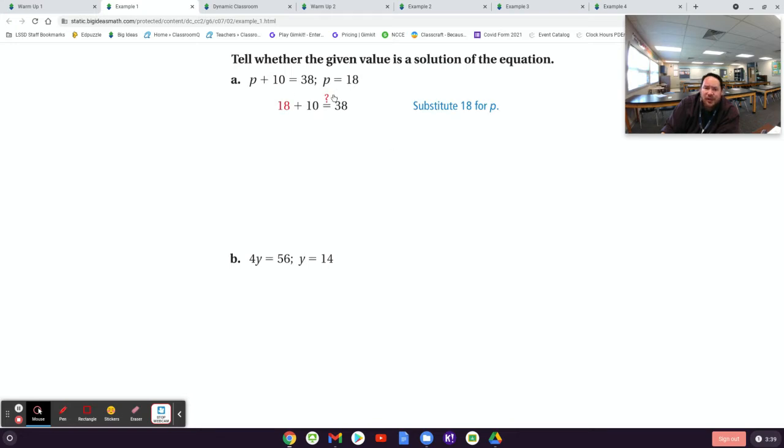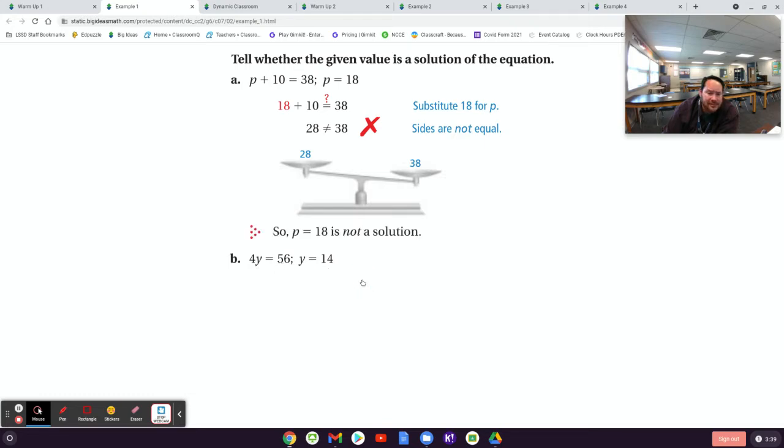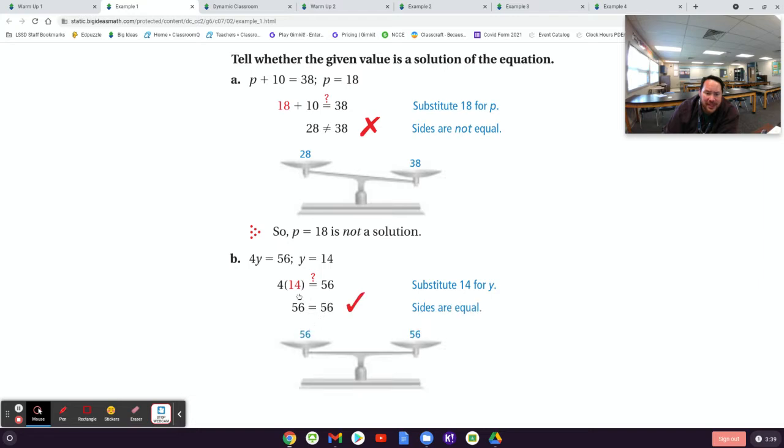No, it's not. When you replace p with 18, 18 plus 10 is 28, not 38. Therefore, it is not a solution. What about the second one, where 4y equals 56? Is 14 a solution? Well, let's plug it in. 4y means 4 times y, 4 times 14. Oh, look, that is 56. So yeah, y equals 14 is a solution to 4y equals 56. Okay, you're going to be using this to check your answers when you solve them.